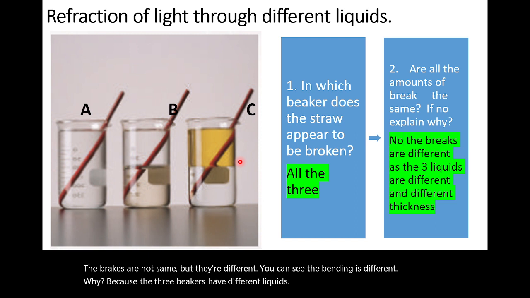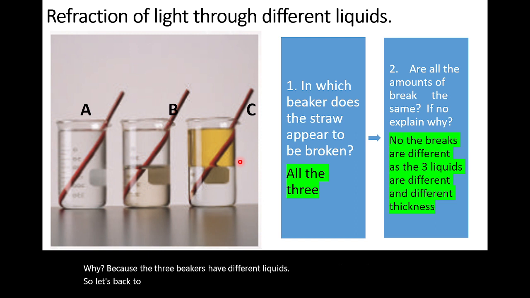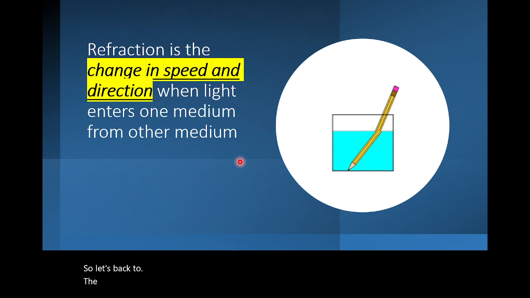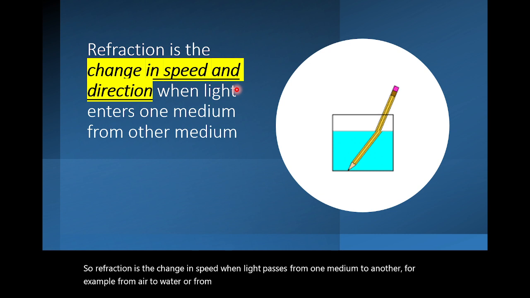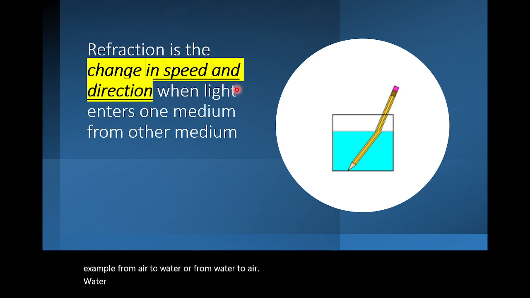So let's go back to the definition again. Refraction is the change in speed when light passes from one medium to another, for example, from air to water or from water to air, water to glass or glass to water, like this. So when it happens, the change in speed and direction take place.